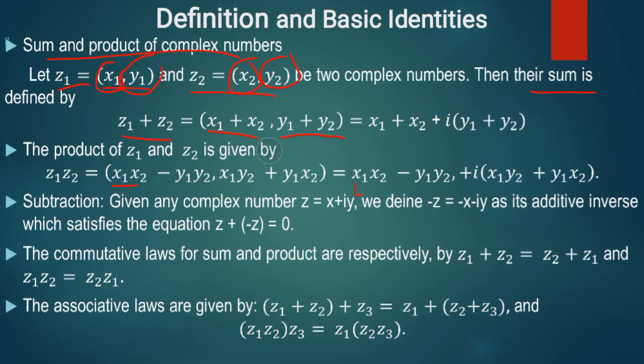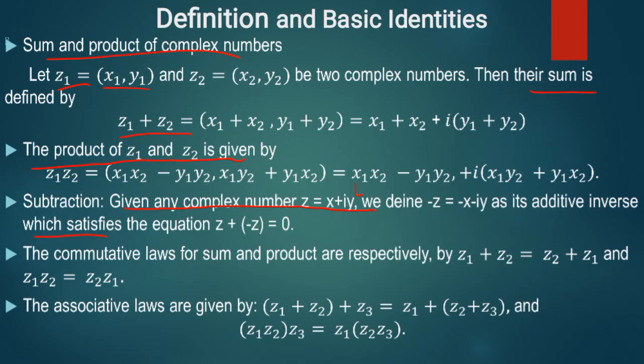What if you want to subtract them? To subtract the two complex numbers, what do you do? Given any two complex numbers, we define the additive inverse. The subtraction is quite easy. I think I jumped one before starting with the sum, so let's finish the product part. I jumped that, so let's do the product.